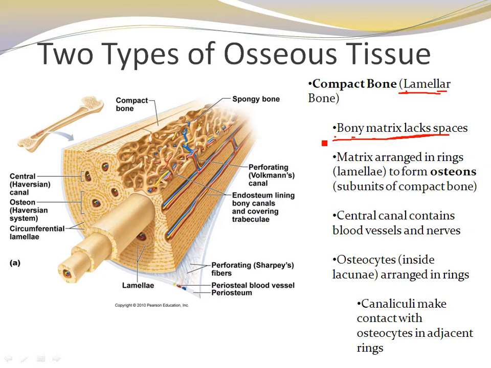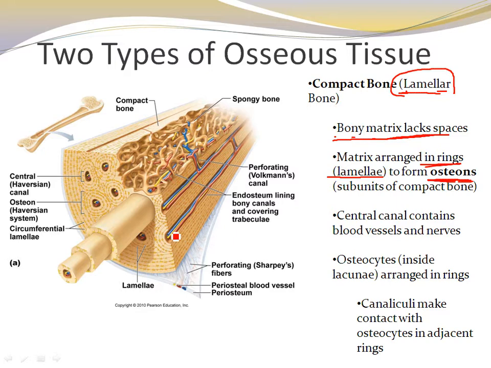And this matrix is actually arranged in rings that kind of look like tree rings. Those rings are called lamellae. Lamella is singular, and that's where this bone gets its name, lamellar bone. Those rings, like the rings of a tree trunk that you're looking at cut open, form a subunit of compact bone called an osteon. So like the trabeculae, the little T-shaped things that are the subunits linked together to build spongy bone, these are the subunits linked together to build your compact bone, which has little space. It's just filled completely with matrix.